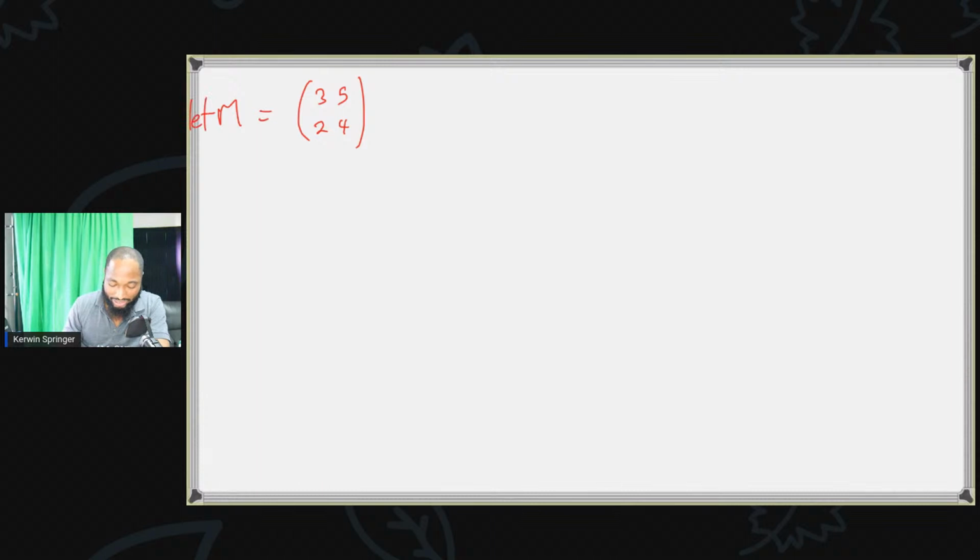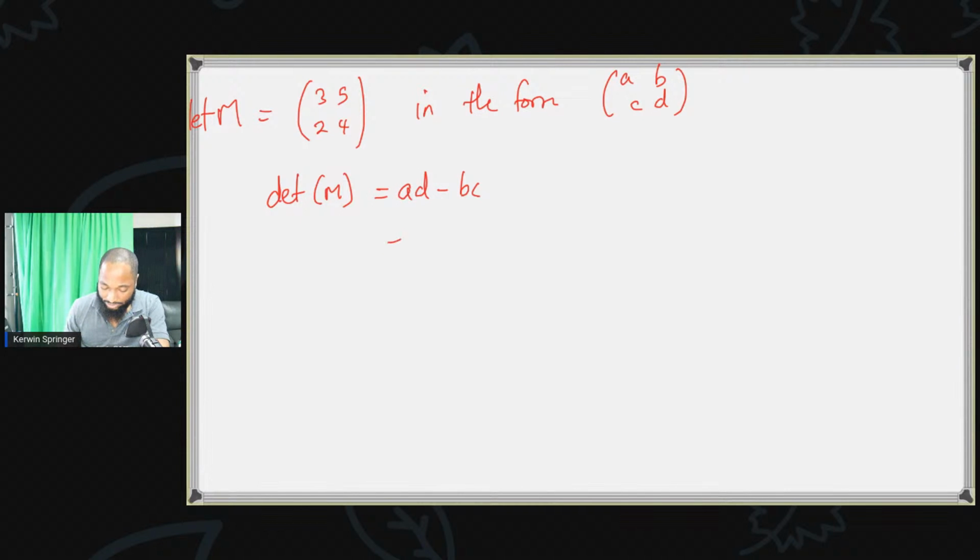Or whatever letter you're feeling, let M be equal to that. Therefore, the determinant of M, and it's in the form a, b, c, d, is going to be equal to AD minus BC. So it's going to be equal to 3 by 4 minus 2 by 5. That's 12 minus 10.